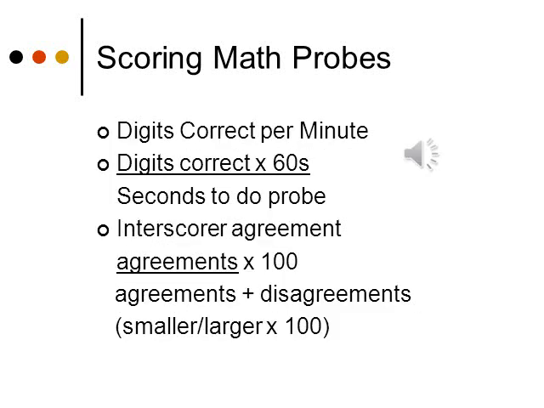Our score will be digits correct per minute, and that's the digits correct times 60 seconds over the seconds allowed for the student to complete the probe. To score inter-scorer agreements, so if I score a probe and you score one, we look at agreements times 100 over agreements plus disagreements.